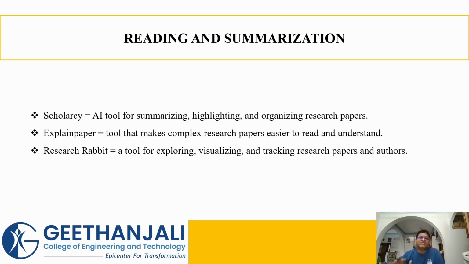So to summarize the AI tools in reading and summarization: the first one is Scholarcy, an AI tool for summarizing, highlighting and organizing research papers. Explainpaper is a tool that makes complex research papers easier to read and understand. Research Rabbit is a tool for exploring, visualizing, and tracking research papers and authors.